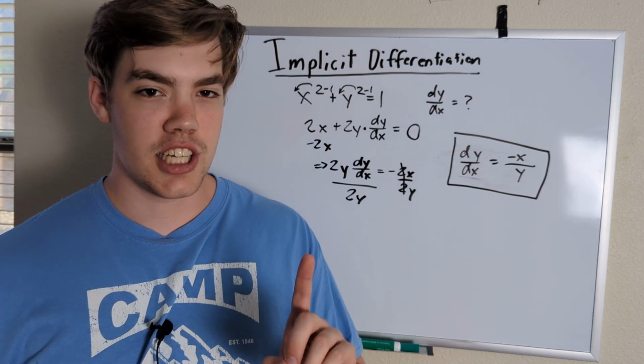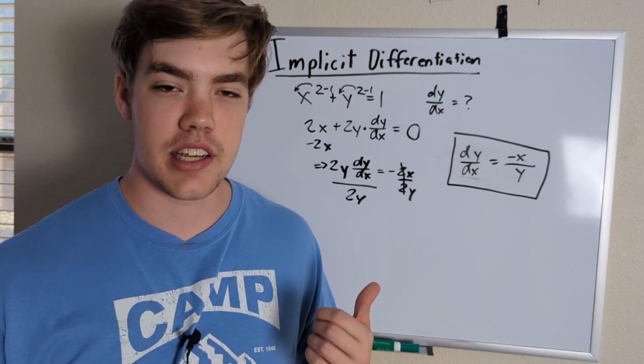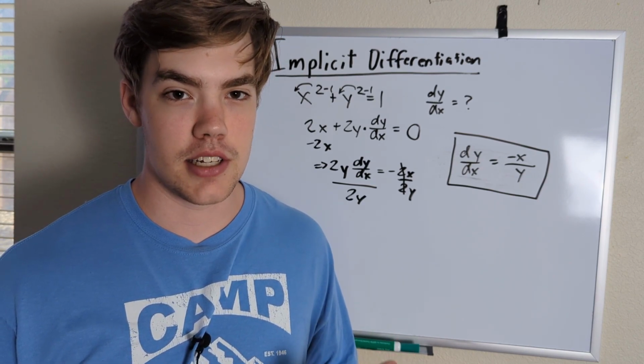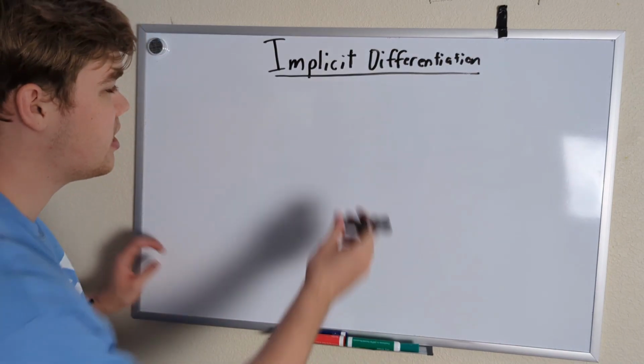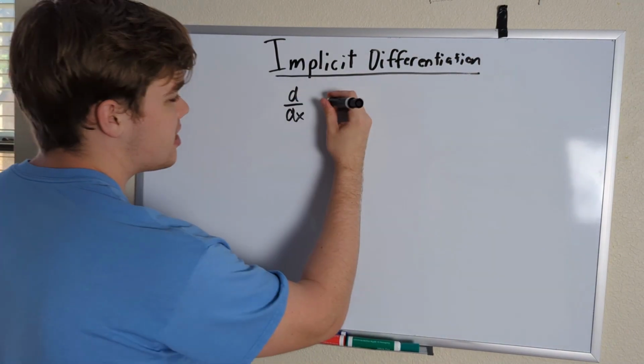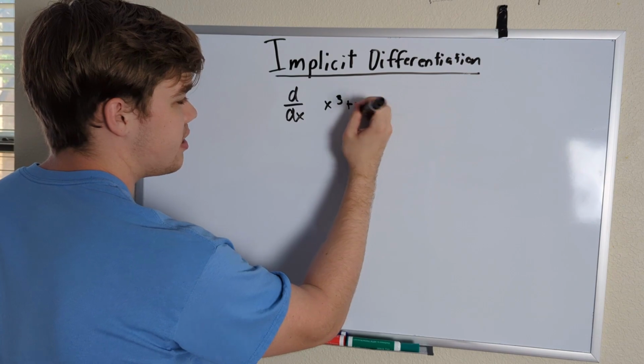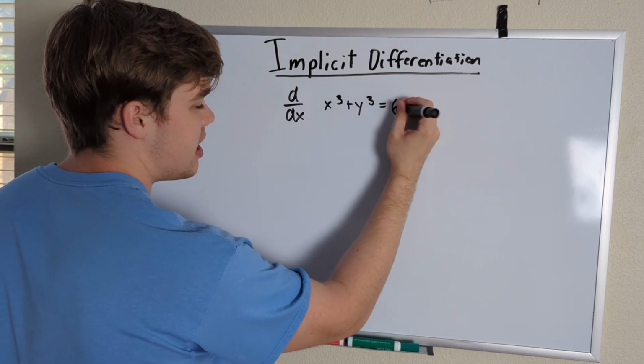We're only going to do one more example for this video, and then at the end I'm going to link another video with a lot more implicit differentiation examples because they're great and I don't want to just copy his video. So in this example, we need to find the derivative. x cubed plus y cubed is equal to 6xy.